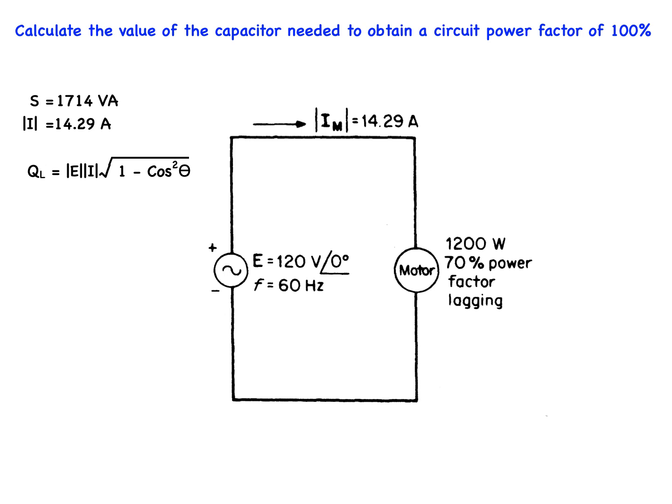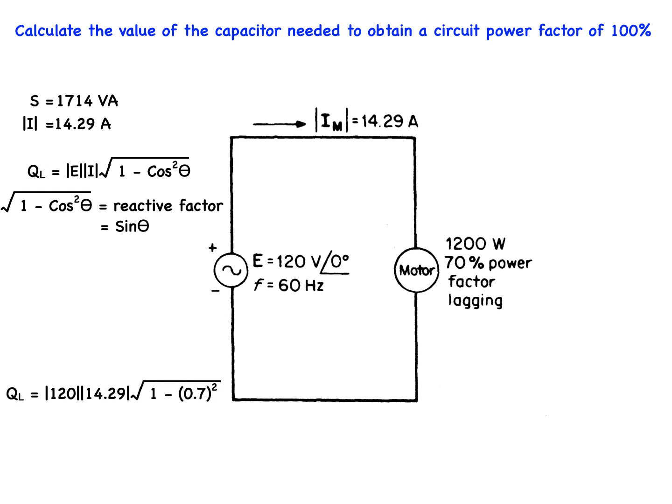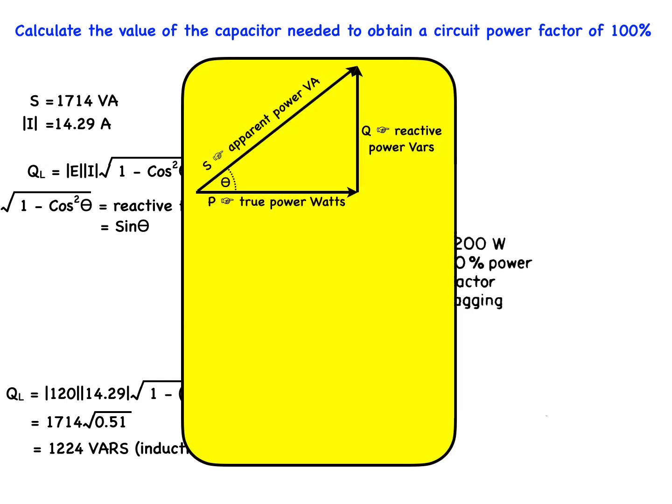Knowing where the formula came from, we can see that the square root of 1 minus cos squared theta is equal to the reactive factor, sine theta. Plugging in our known values, we get QL equal to 120 times 14.29 times the square root of the quantity 1 minus 0.7 squared. This reduces to 1714 times the square root of 0.51, which works out to 1,224 VARs inductive.